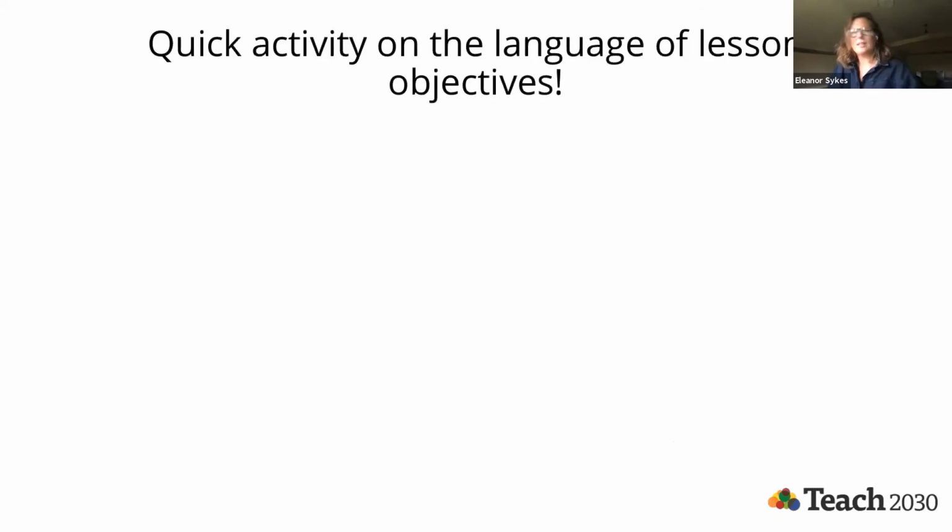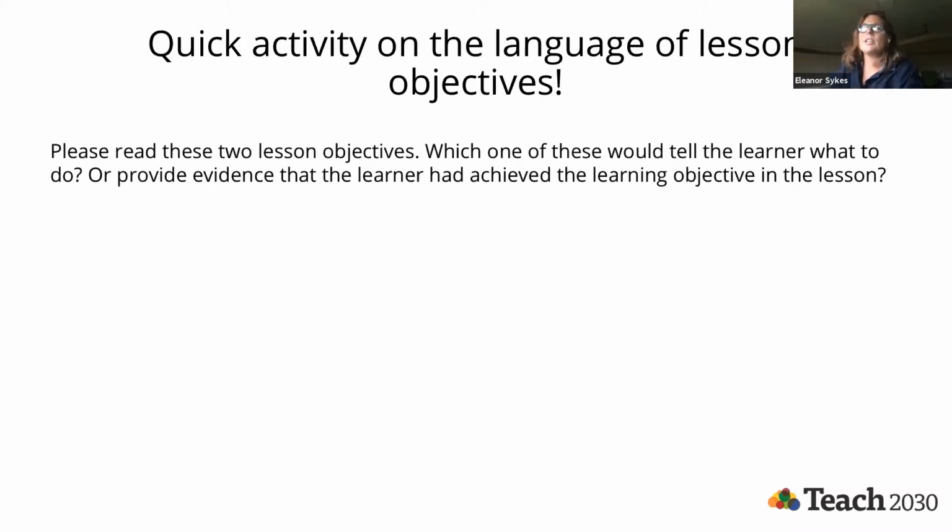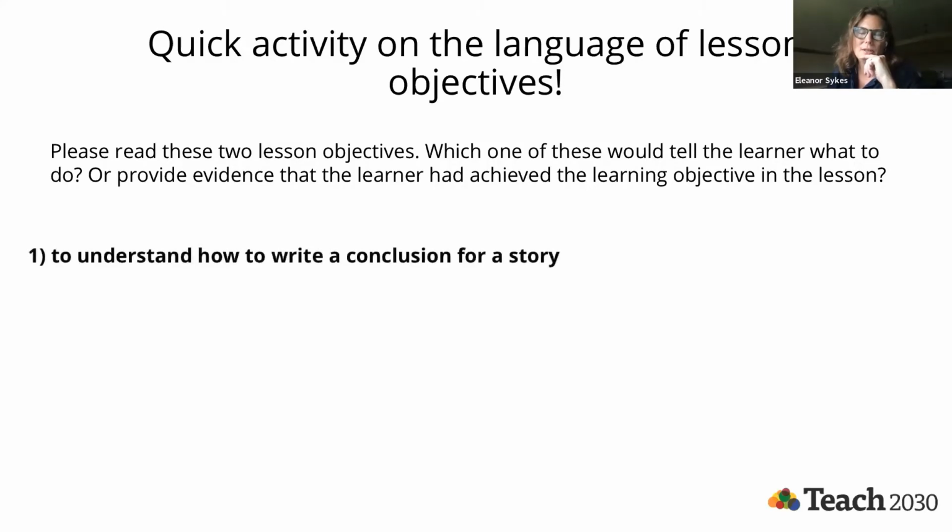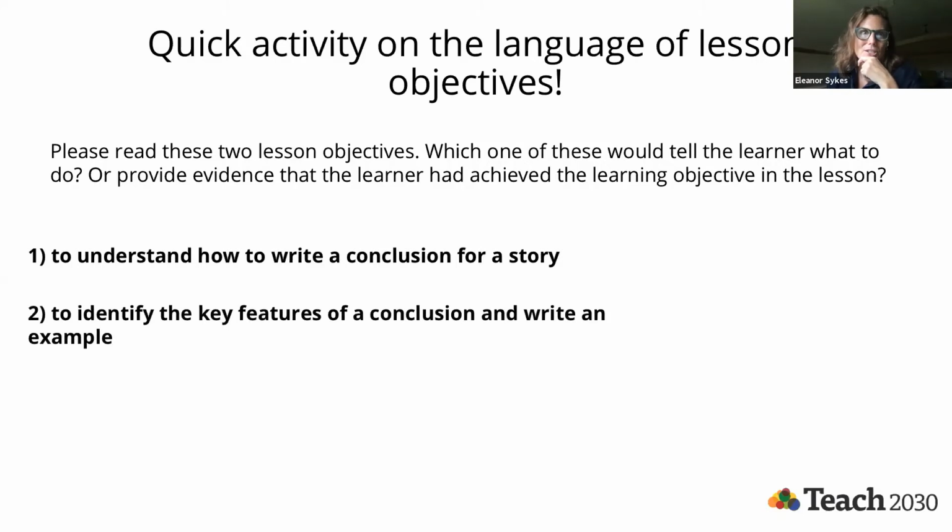So we're now going to have a think. We really would love to get you interacting with us on this one, please. So get your typing fingers ready for the chat. So we've got 2 lesson objectives here. Which one of these would tell the learner what to do or provide evidence that the learner had achieved the learning objective in the lesson? Now, even if you feel that you've got a good idea, really love you to explain why you think that, and please do share it in the chat so that we can get some conversations going.